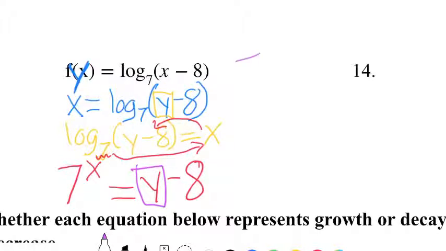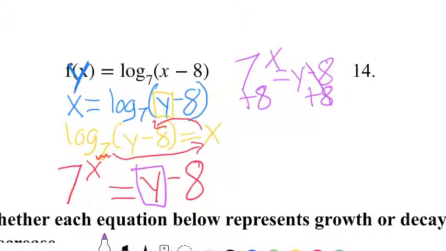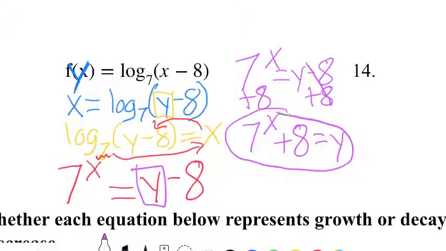So I'm just going to rewrite it for us. It was y minus 8. So we're going to add 8 to both sides. Negative 8 plus 8 cancels out. I'm left with x, or 7 raised to the x plus 8 equals y. And there is my inverse equation.